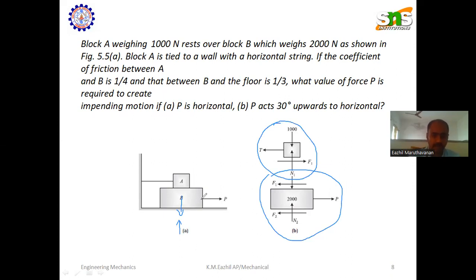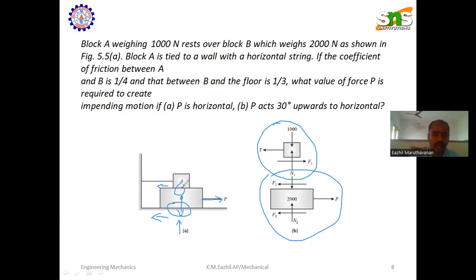Then the applied force is on the right side direction. Therefore, the frictional force will be there at 2 contact points. One is between the block and the floor. The other one is between the blocks. So the friction force F2 over here, and the other friction force F1 over here, in the opposite direction of the applied force. The weight of block A will be acting downwards.